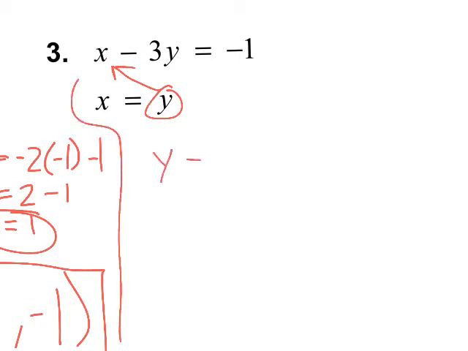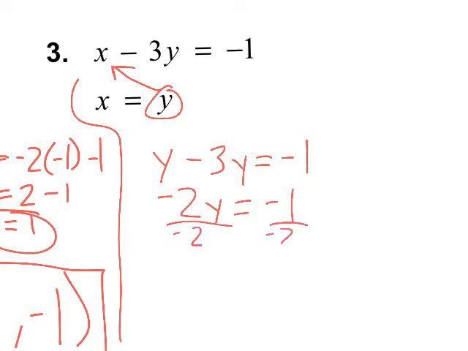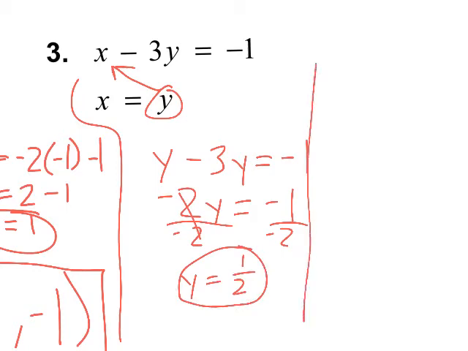So I would have y minus 3y equals negative 1. This one's almost so simple that it's confusing, right? So x and y are just interchangeable here. So that's why I substituted y in where I see x. So now y minus 3y is negative 2y equals negative 1. I divide by negative 2 on both sides, and y equals a positive 1/2. So positive 1/2 or 0.5, either way you want to roll with it, that's fine.